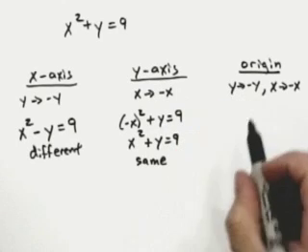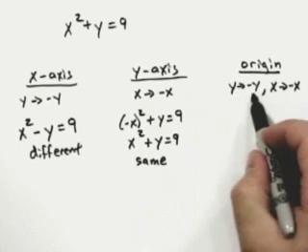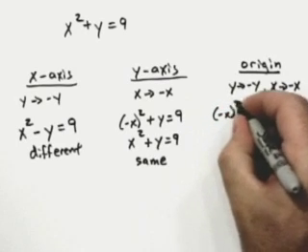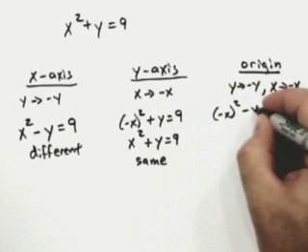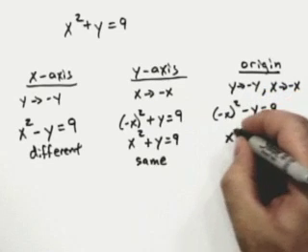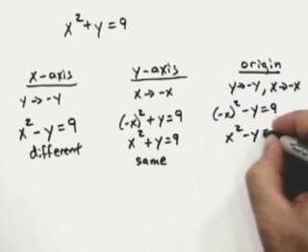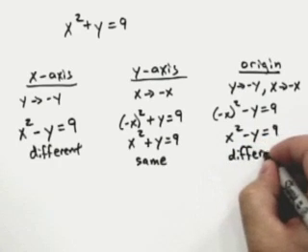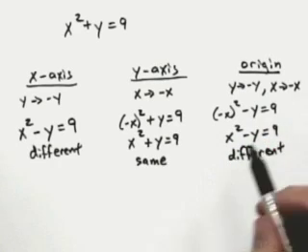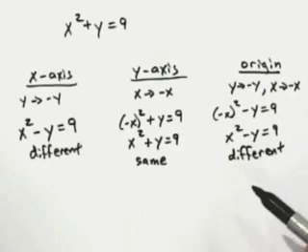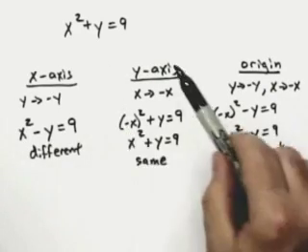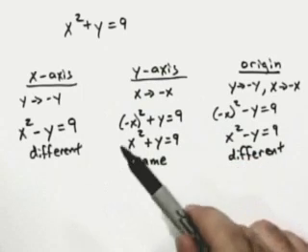Go ahead and check origin symmetry. We'll change both y to negative y and x to negative x. So we'll have negative x quantity squared minus y equals 9, or x squared minus y is equal to 9. Again, comparing to our original equation, we'll see that this is different. So the graph of the equation does not have origin symmetry. So for our three symmetries, the graph of this equation will only have y-axis symmetry.